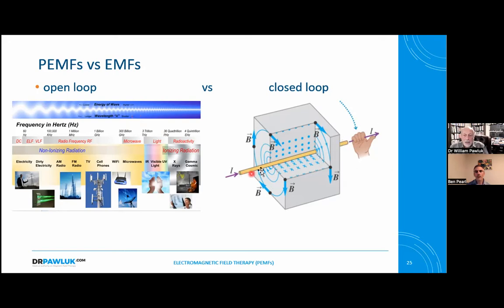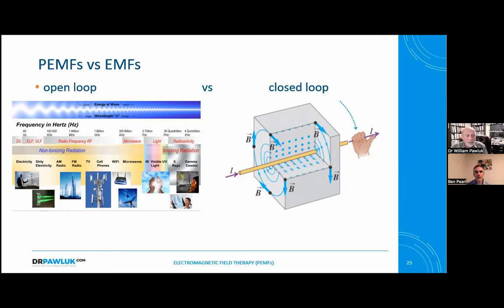PEMFs are created by a current flowing through a wire. So the thumb is the direction of the current. So that's subject to what we call the right-hand rule. So the magnetic field goes through everything around that coil, whether it's bone or muscle or wood or plaster. The only thing that it won't go through is metal. And what it does is it bounces around the metal. It doesn't get lost, doesn't get absorbed by the metal, it just bounces around it. But this is a closed loop system.